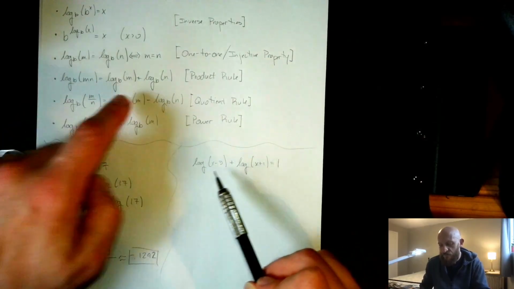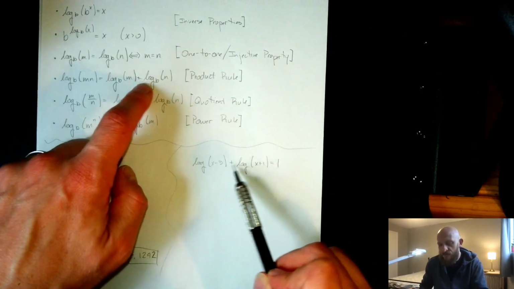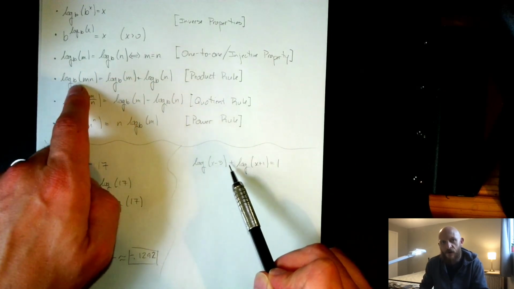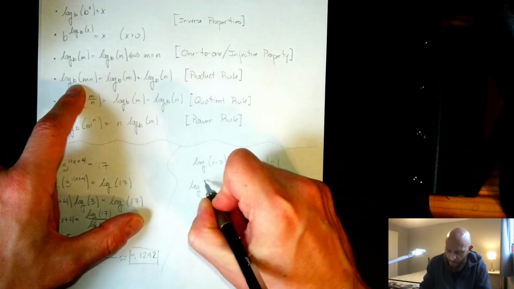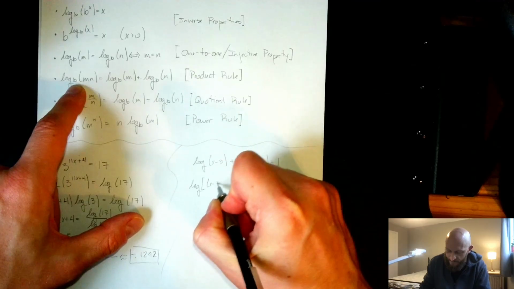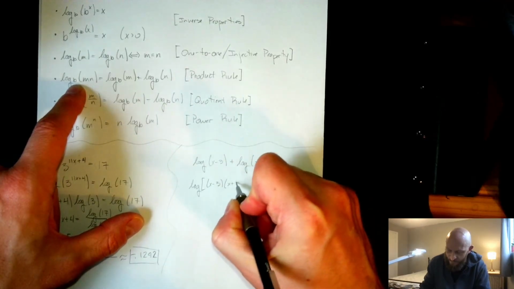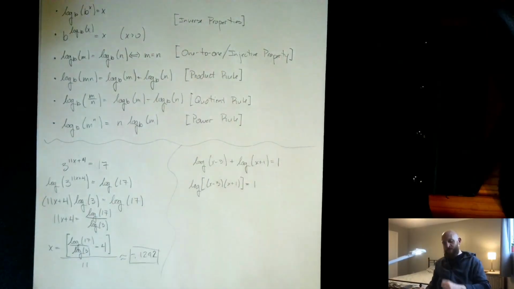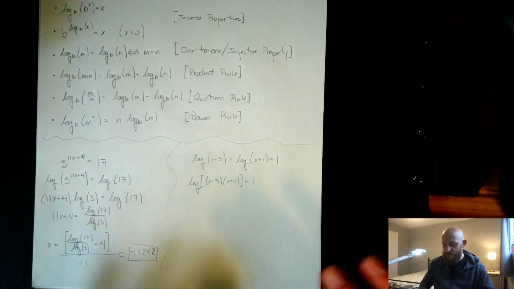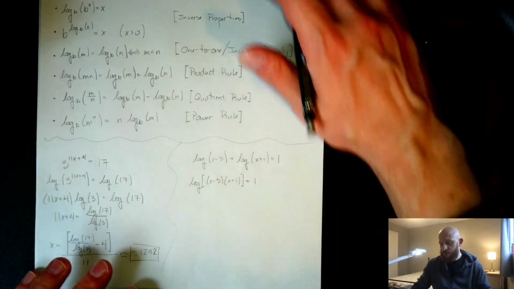Well, I can use the product rule in reverse to rewrite this left-hand side as a single log. Right? So right now I have the sum of two logs. I can rewrite that as a product. So I can rewrite this as the left-hand side becomes log of x minus 3 times x plus 1 equals 1. I don't need to do anything on the right-hand side yet. I've just manipulated the left-hand side.